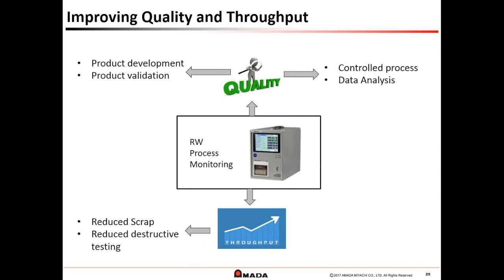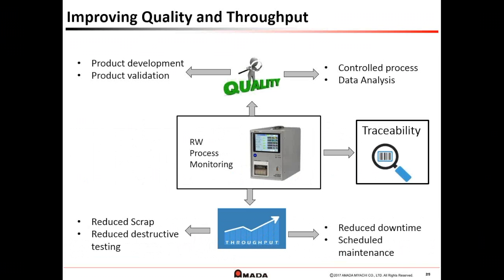Our throughput, how can we help that? It reduces scrap by knowing when we need to replace the electrodes before they have a problem. It reduces destructive pull testing, because we know if our limits are right, that we assume that our parts are going to be welded in the correct manner. And it reduces downtime, so by our ability to schedule maintenance. It also provides traceability.